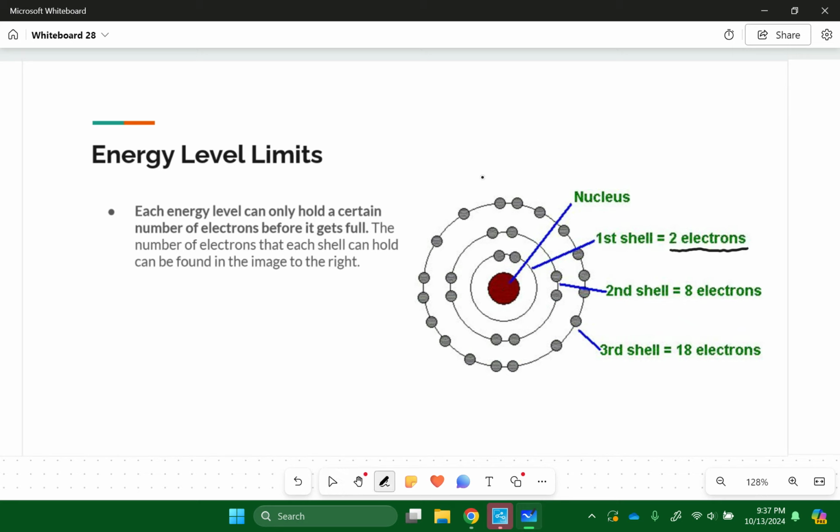So after the first one gets full, we go to the second energy level, or the second shell. And the second energy level can hold 8 electrons. It's further away, so the electrons can be further apart. And so it can hold up to 8 electrons before it gets full. But when that one gets full, then we have to move out to the next lowest energy level, which is the third shell. And the third shell can hold 18 electrons.